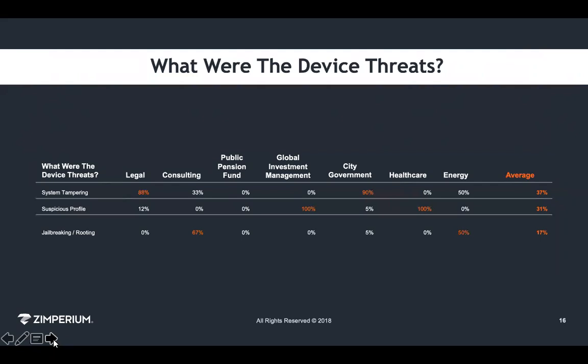Now, an interesting note on the consulting firm side is that when they first started with us, they actually had a significant suspicious profile problem. And again, a suspicious profile is a configuration change on Apple that can elevate privileges, and it's intended for legitimate purposes like an MDM or a VPN. But if you can put a suspicious or malicious profile on a device, then you've got privileges above and beyond the containers, right? So last year, these numbers would have been very different for the consulting firm.